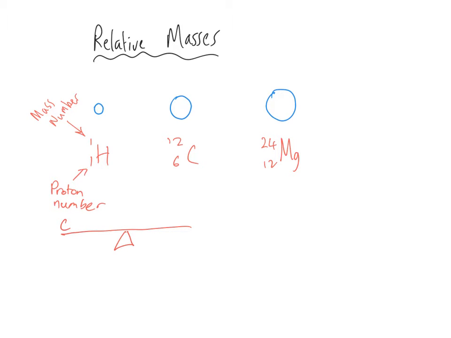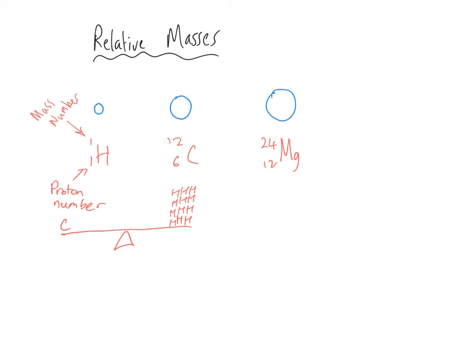So if we had one atom of carbon over here, what we would need to have to balance it on this seesaw is we would need to have a total of 12 hydrogen atoms on the other side. So we don't actually know what the masses of these atoms are, but we can see that we've got 12 hydrogens here and 1 carbon over here. So the mass of hydrogen is 1 compared to carbon, which is 12.